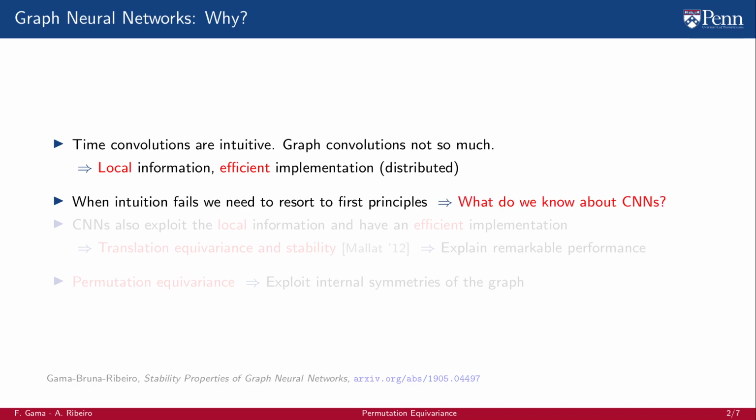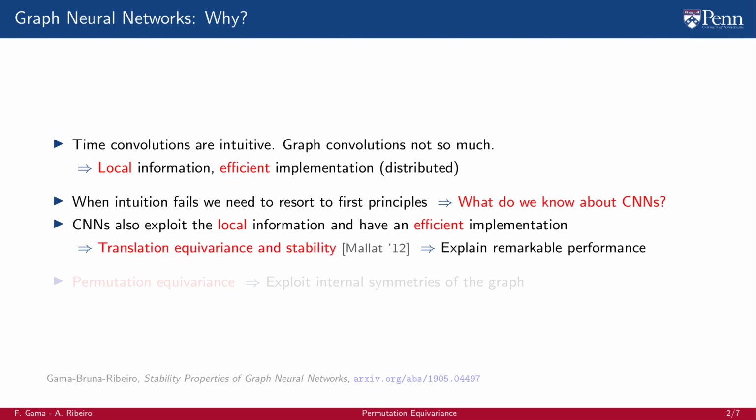What do we know about CNNs? We know that CNNs also exploit the local information and have an efficient implementation. Good. But more importantly, we know that they have two fundamental properties, translation equivariance and stability to deformations of the underlying Euclidean domain. And these are the properties that help explain the remarkable performance of CNNs. In a graph signal processing context, translation equivariance is analogous to permutation equivariance, which helps to improve training by exploiting the internal symmetries of the graph. Let's start exploring this property, formally.